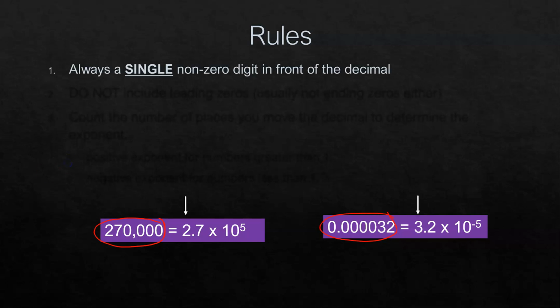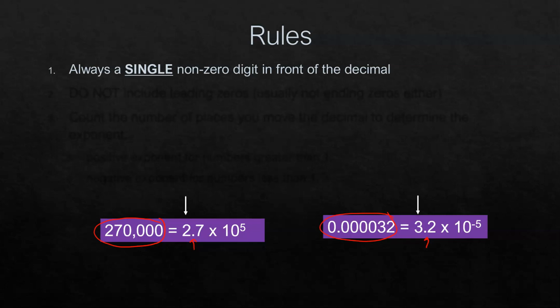Rule number one is one single digit goes in front of our decimal. So here, our decimal's there and there. We're always going to put a non-zero number in front of the decimal. So putting 0 point doesn't count as that digit. It has to be a non-zero digit.